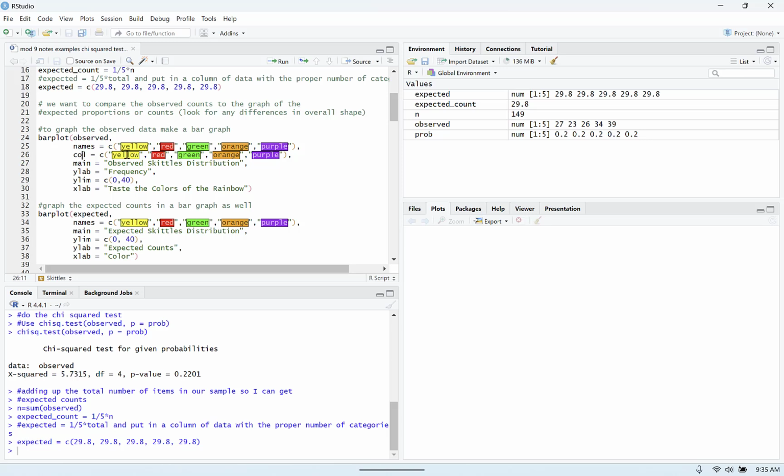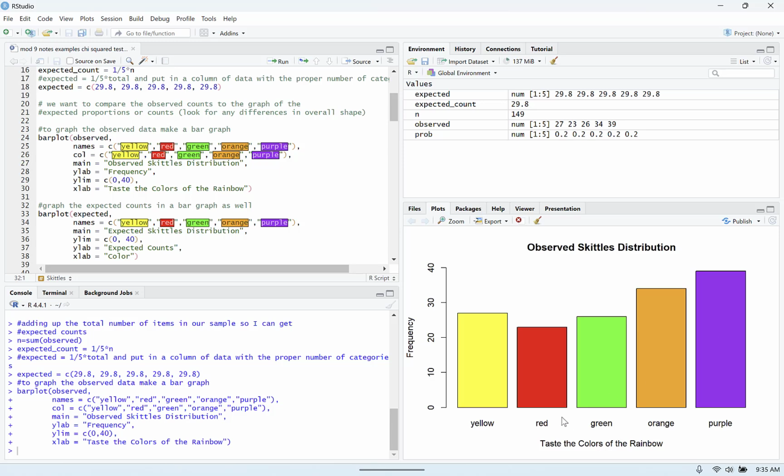And then col just stands for color. I used all of those colors. I put in a title, my Y label is frequency, my Y limits went 0 to 40, and then my X label is taste, the colors of the rainbow. I'm going to run that, and I get a bar graph that you saw in our notes.